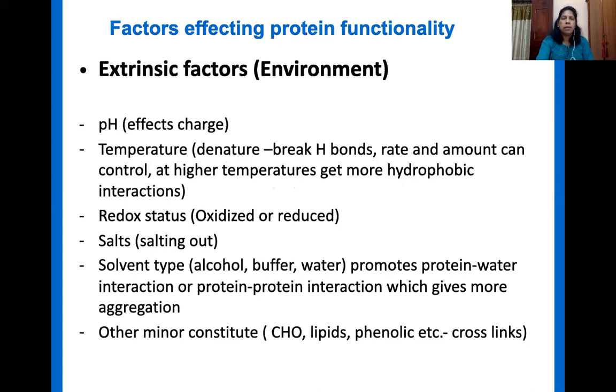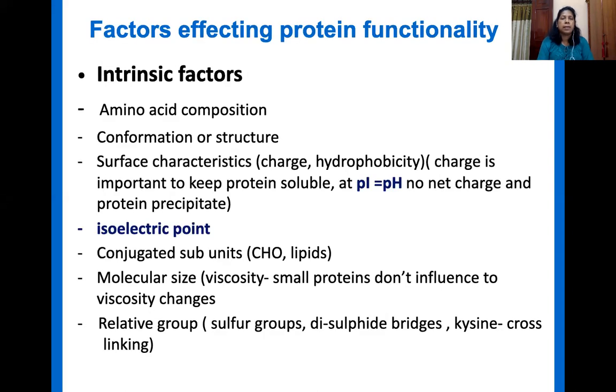So first we learn about the intrinsic factors. There is a list of factors I have given you here: amino acid composition, conformation of structure, surface characteristics, isoelectric point, conjugated subunits, molecular size, and reactive groups. Let's go through them one by one. The first one is the amino acid composition.